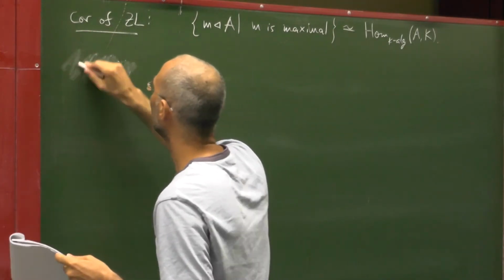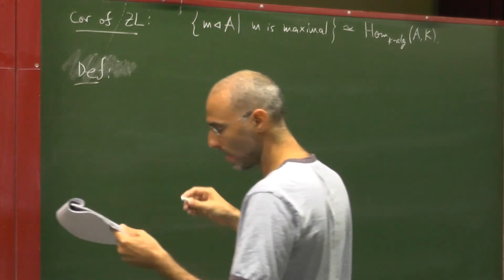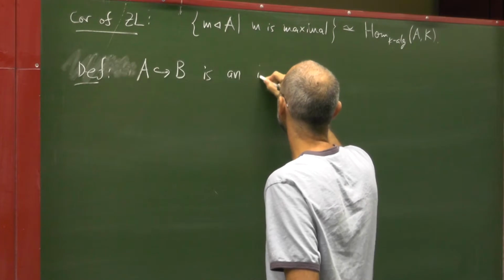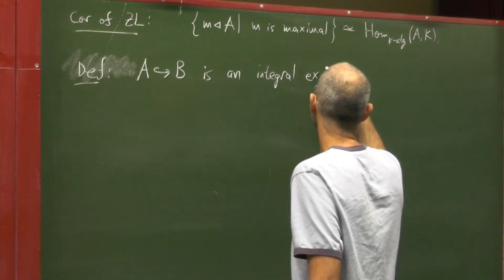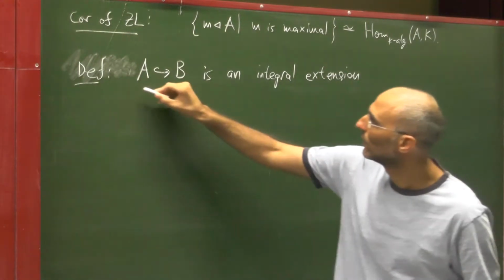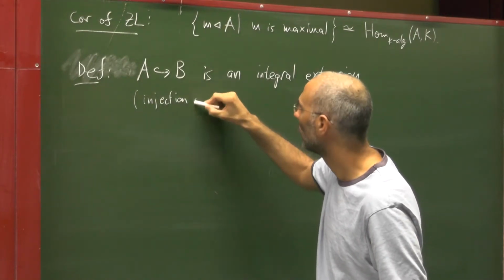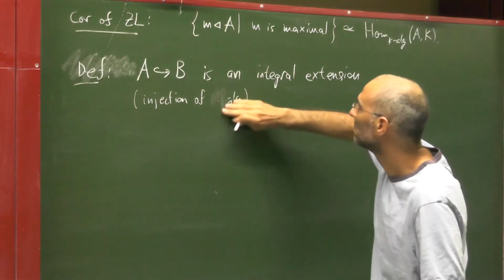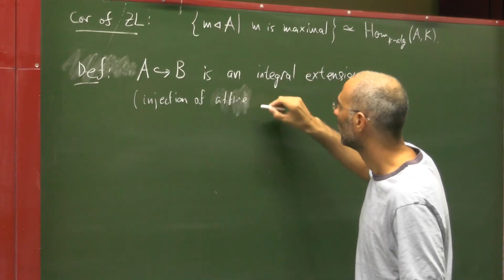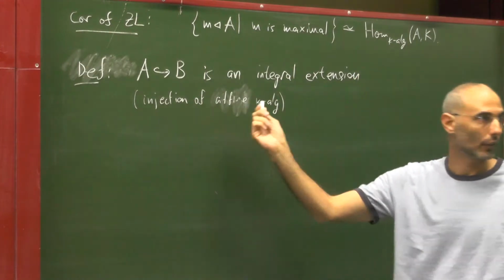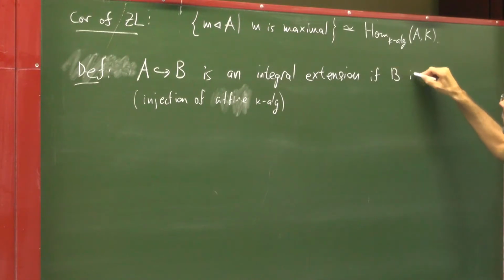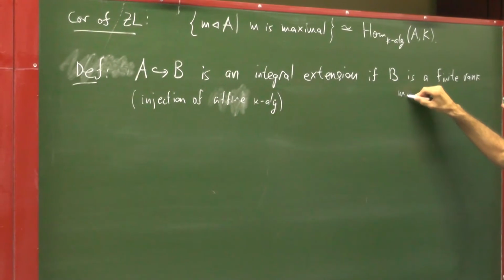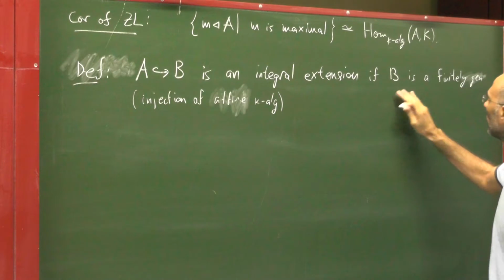Or maybe before the lemma, make a definition. A inside B is an integral extension, this is an injection of rings, but in our context of K-algebras, if B is of finite rank, or finitely generated, as an A-module.